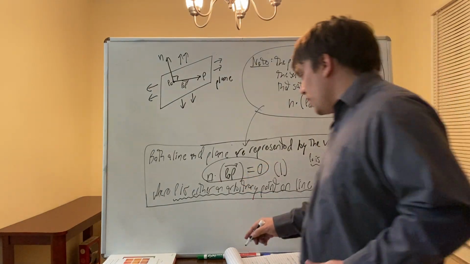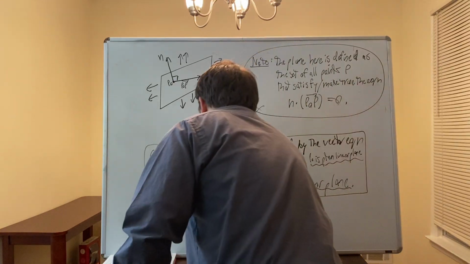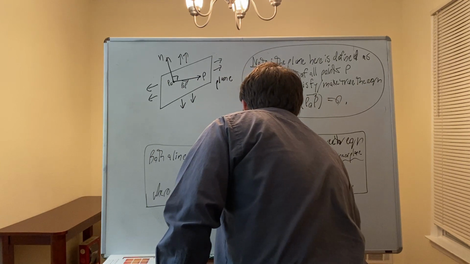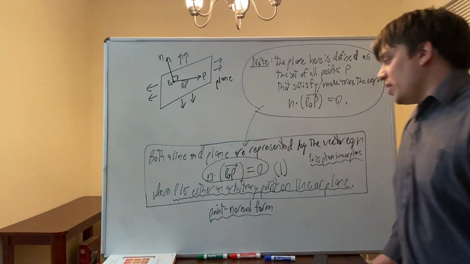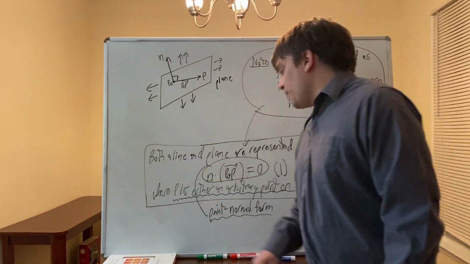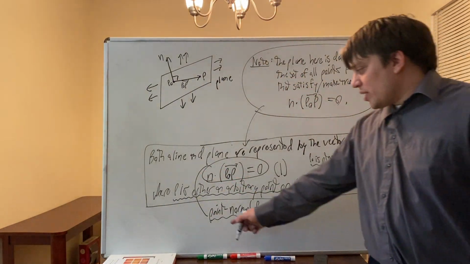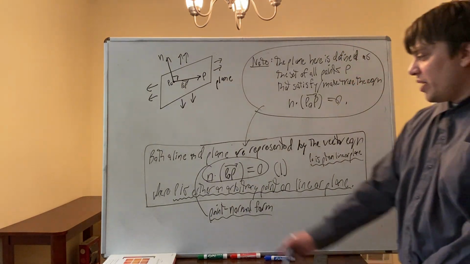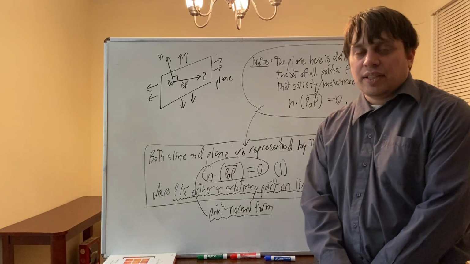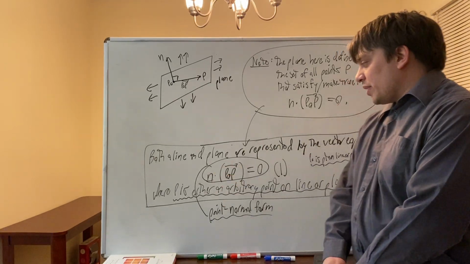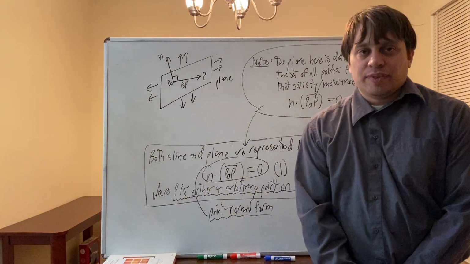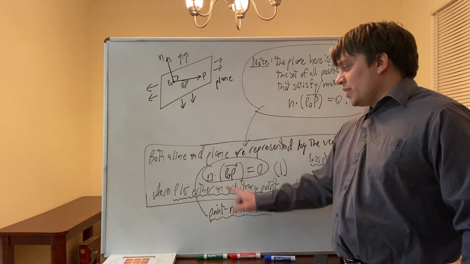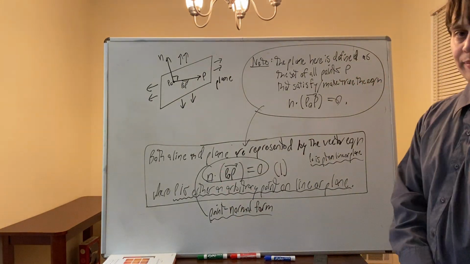Okay, and so this equation is called the point normal form. This is the point normal form of an equation of a plane: n dot P naught P equals 0. It's called point normal form because you're given a point and the normal for the plane, and you're using a point and a normal vector to define the plane. You're describing the plane using a point and a normal vector to that plane.